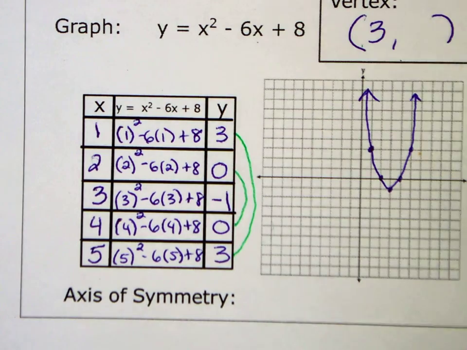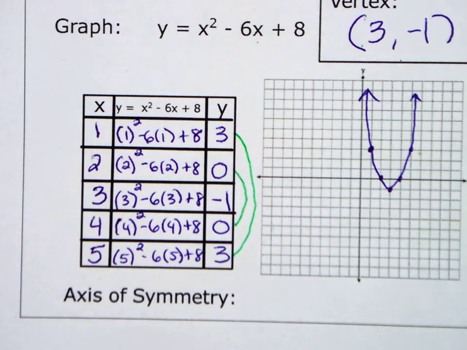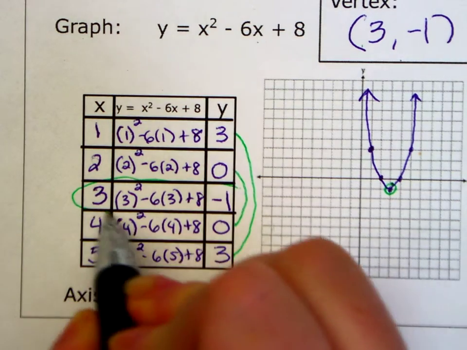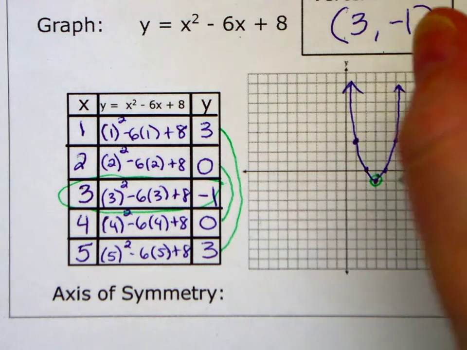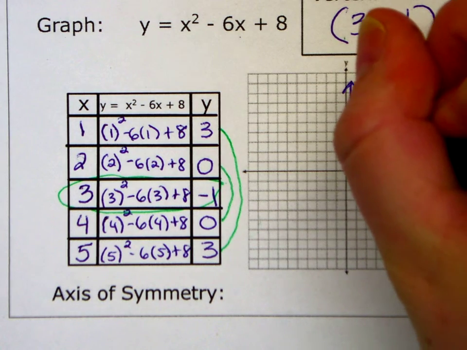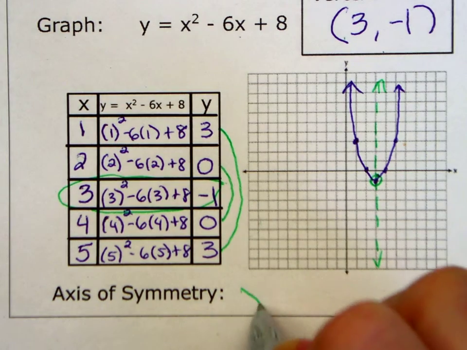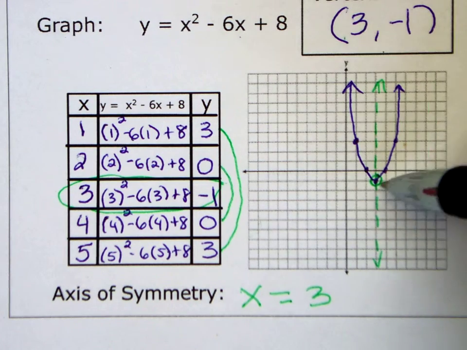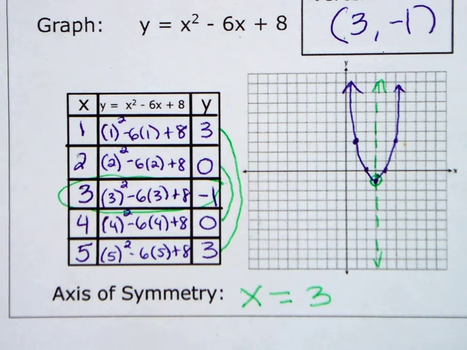Now, what was the vertex? 3, negative 1. You can either look on the graph, that point, or come over here, 3, negative 1. Now, what's the axis of symmetry? The axis of symmetry is that vertical line that cuts the graph in half. It's right here if I drew it. The equation is x equals 3. This is a vertical line going through the x value 3. All right, and we're done.